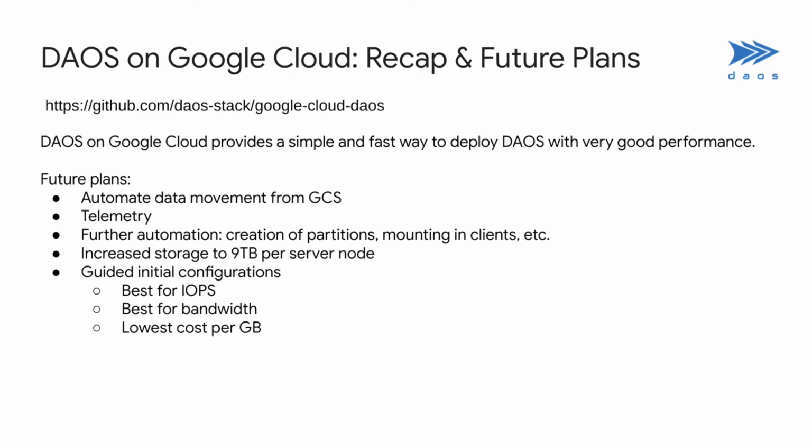where you have potentially one example for best IOPS, one example for best bandwidth, and then lower cost per gigabyte. Let's see questions now.